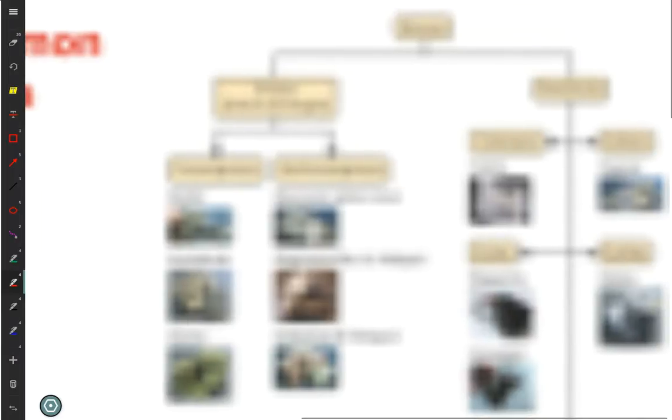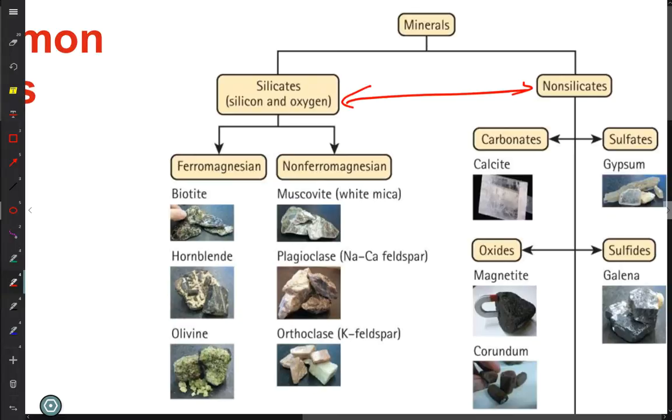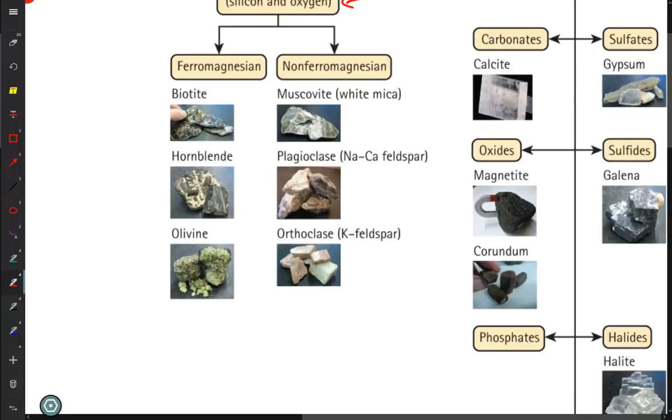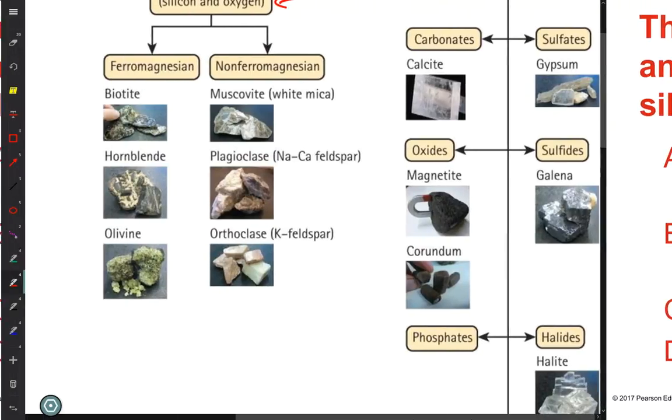That's true. So here's some basic classification. You have a mineral. First thing is you break it into silicates versus non-silicates. Is it silicon-based or not? If it's silicon-based, then you break it into, does it contain iron, magnesium, or not? If it contains iron, magnesium, here's some examples: biotite, hornblende, and olivine. If it doesn't, some examples: muscovite, plagioclase, orthoclase. These two are feldspars, as you can see in their names.